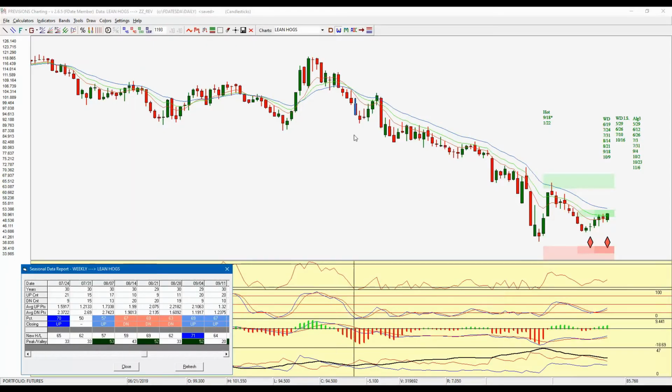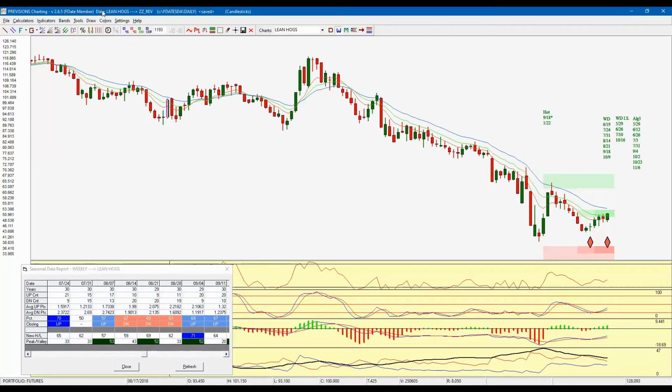This here is the weekly chart of lean hogs. I'm using the Provision charting software here, which if you are not, I would highly recommend you do so. It is well worth it. This thing has tools that are indispensable when it comes to being serious about market timing, especially with your F dates.